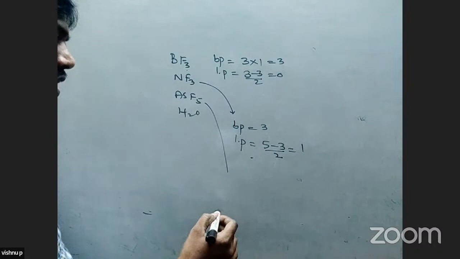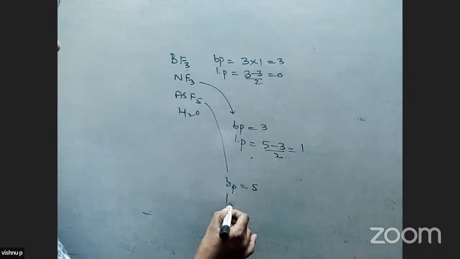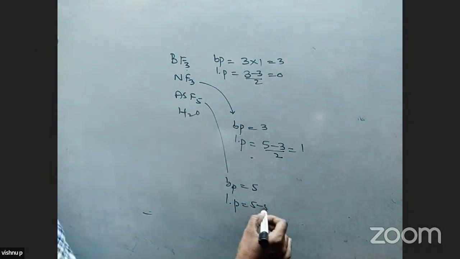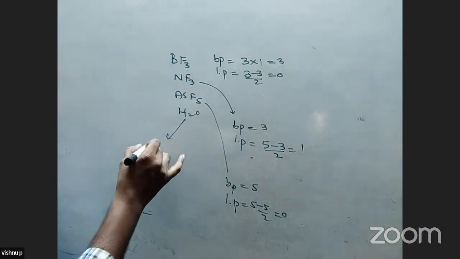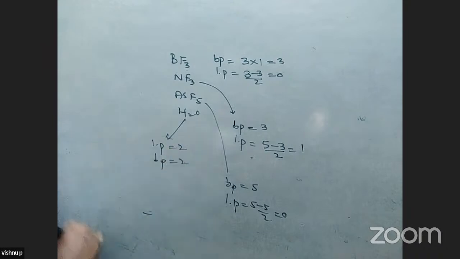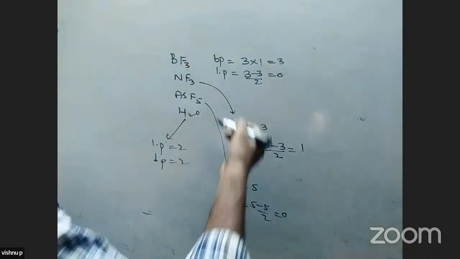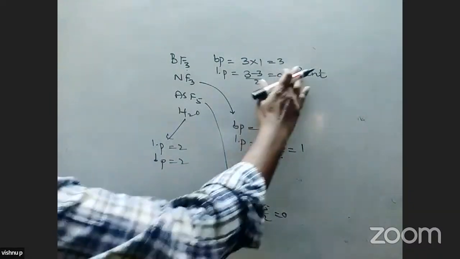AsF5, fifth group, bond pairs is equal to 5. Lone pairs is equal to arsenic fifth group, (5 minus 5) by 2 is equal to 0. H2O, lone pairs is equal to 2, bond pairs is equal to 2. Then what is the shape of BF3? 3 bond pairs only, it is non-polar.